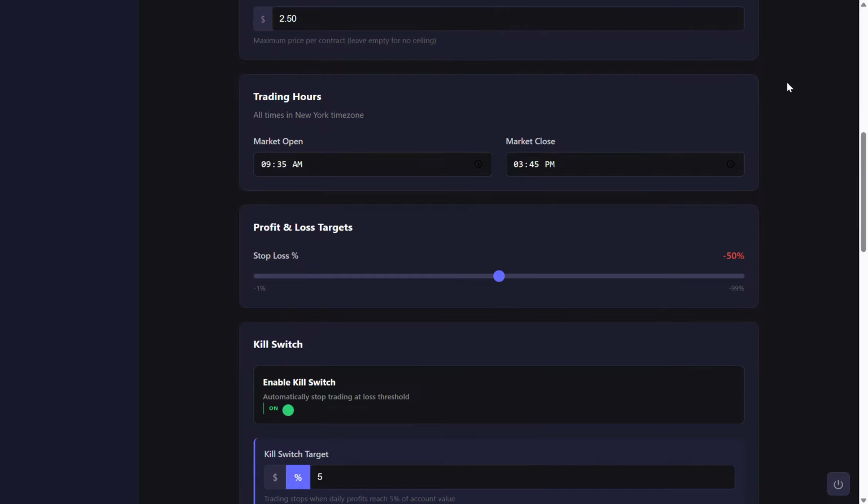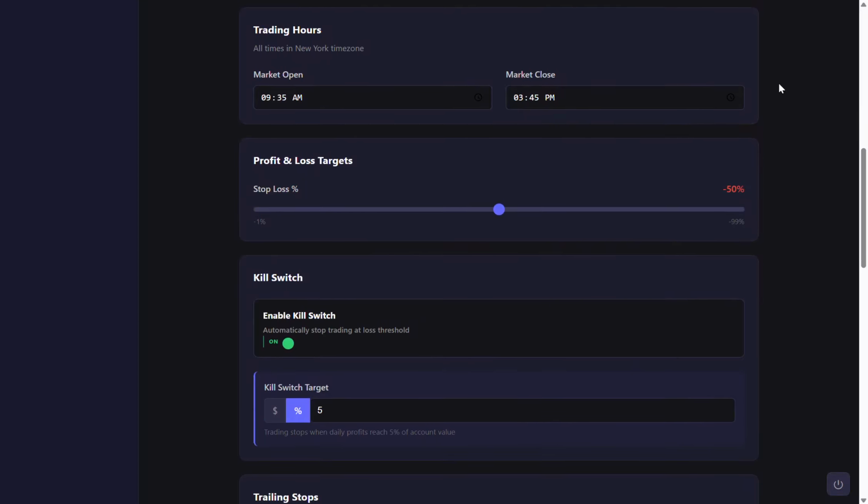All right, moving on. Trading hours. This is pretty self-explanatory. This is all in New York time zone. The market opens at 9:30 a.m. and closes at 4 p.m. This is telling the bot when to start, and this is telling the bot when to stop.